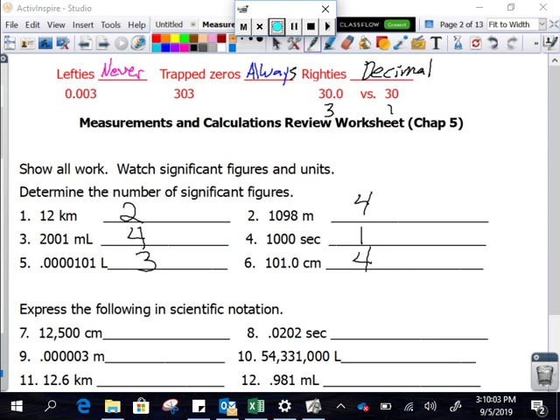So when someone has only one significant figure, that one significant figure is the guess. So they're saying, I don't know, it took like 1,000 seconds. I have no idea. I wasn't paying any attention. And then the others, we have some lefty zeros, some trapped, and some ones to the right.